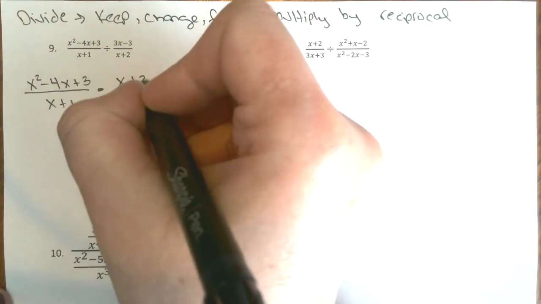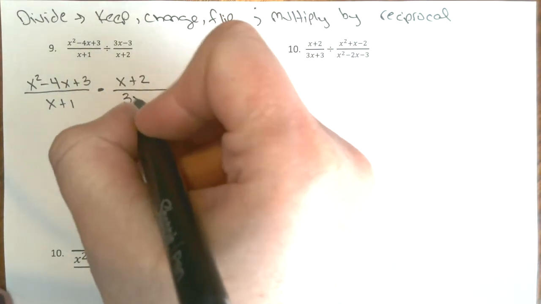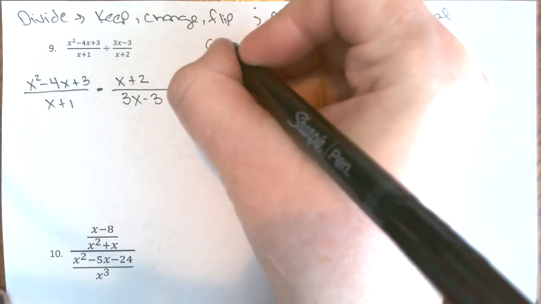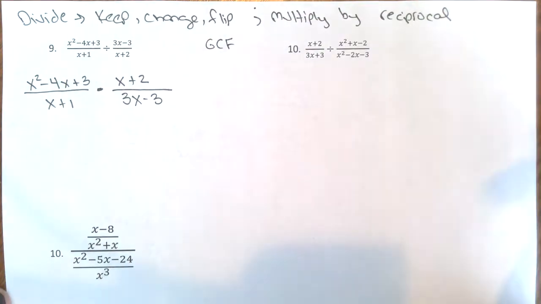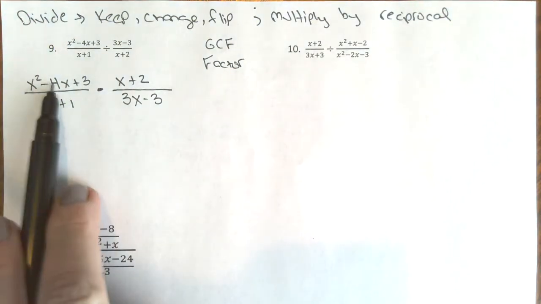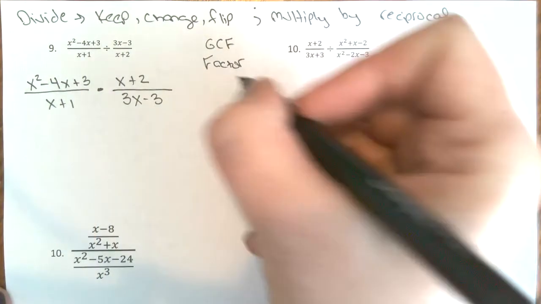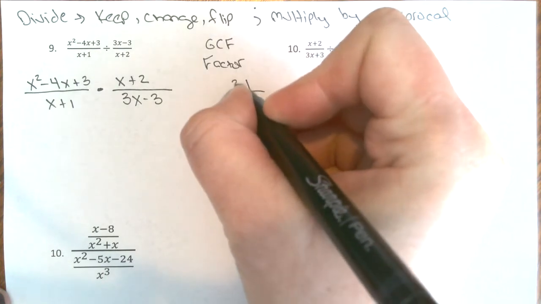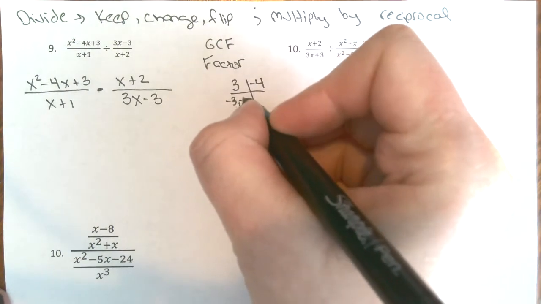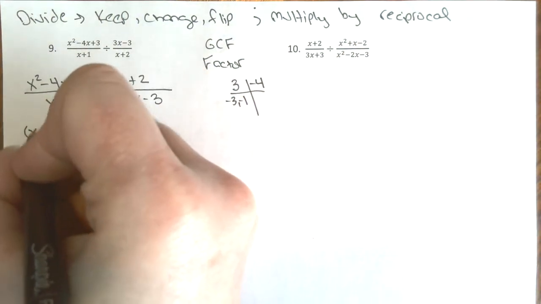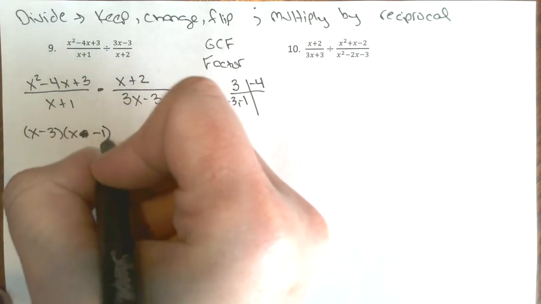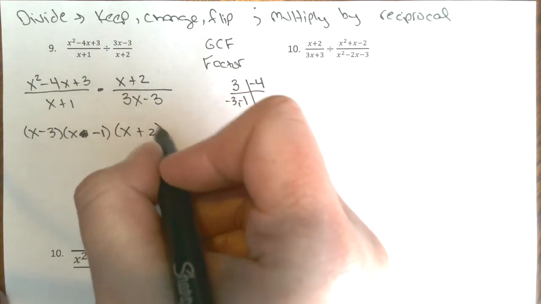So now my x plus 2 is in the numerator, and 3x minus 3 is in the denominator. Once you do that, always look for a GCF first, and then we're going to factor. This top left trinomial, I need factors of 3 that add up to -4. And I know that's -3 and -1. So you factor x minus 3, x minus 1, and then x plus 2.